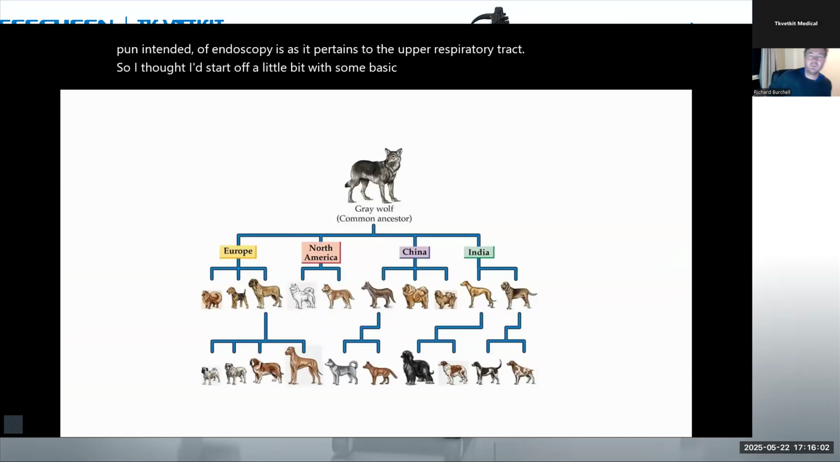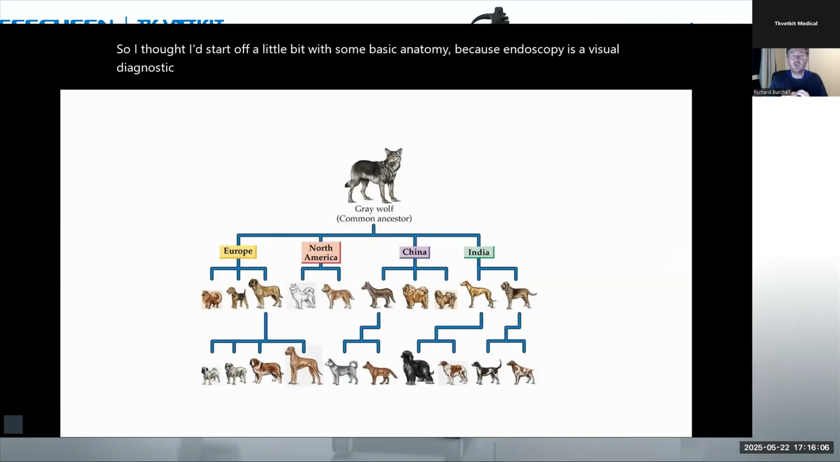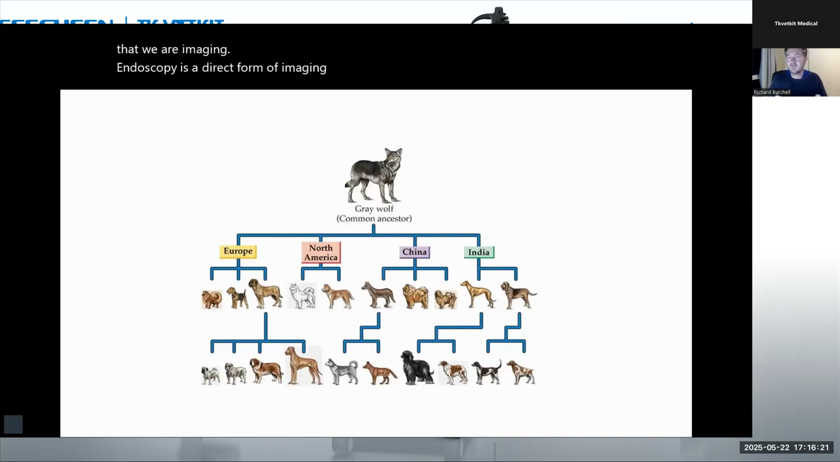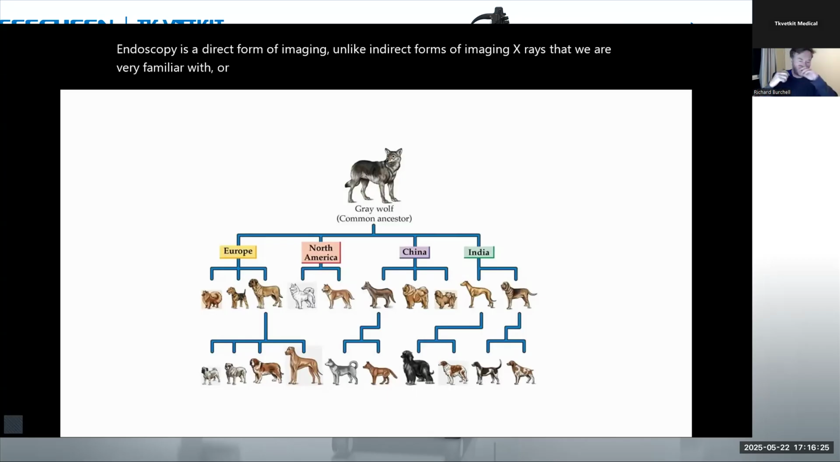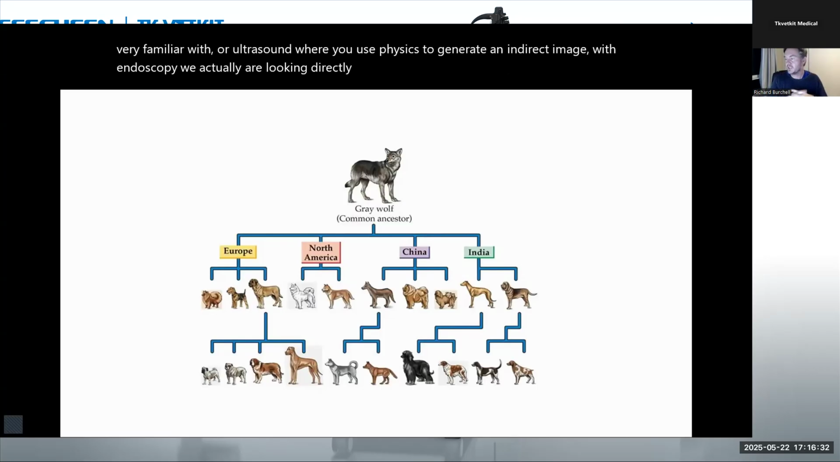Because endoscopy is a visual diagnostic procedure, it helps to have a basic grasp of the anatomy of the species that we are imaging. Endoscopy is a direct form of imaging, unlike indirect forms of imaging, such as X-rays that we're very familiar with, or ultrasound, where you use physics to generate an indirect image. With endoscopy, we actually are looking directly at the structure that we want to visualize.